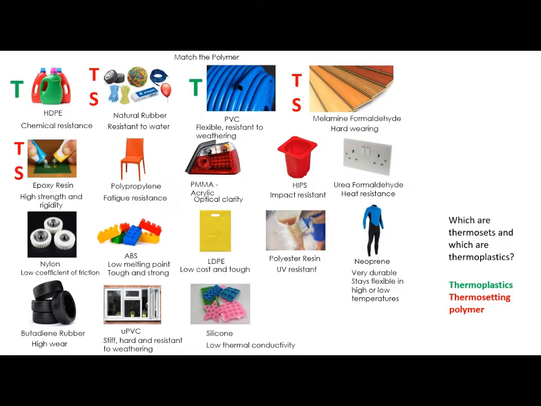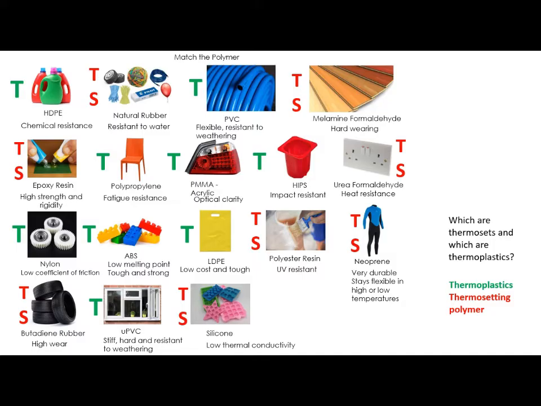Melamine formaldehyde is a thermoset. Epoxy resin is a thermoset. Polypropylene, acrylic, and HIPS are all thermoplastics. They can be recycled. Urea formaldehyde is a thermoset. Nylon is a thermoplastic. So's ABS. So's low density polyethylene. Polyester resin is a thermoset, and so is neoprene. Rubber is also a thermoset. UPVC is a thermoplastic and silicon is a thermosetting.